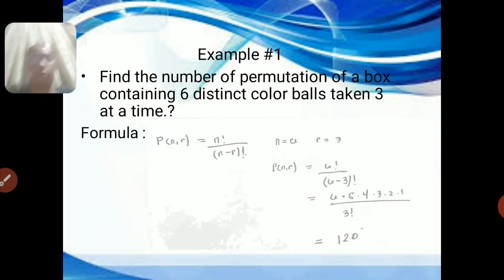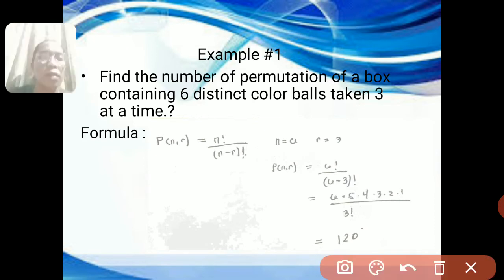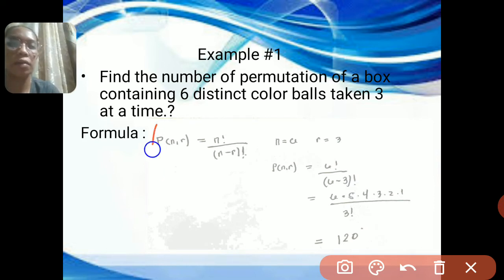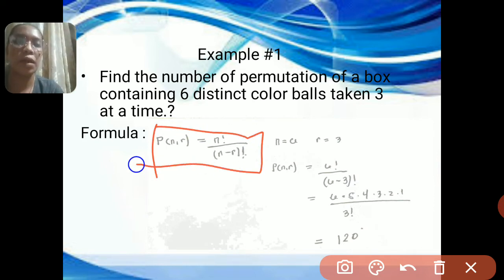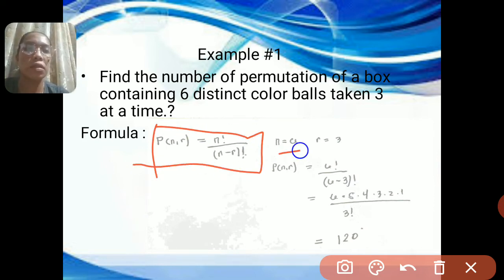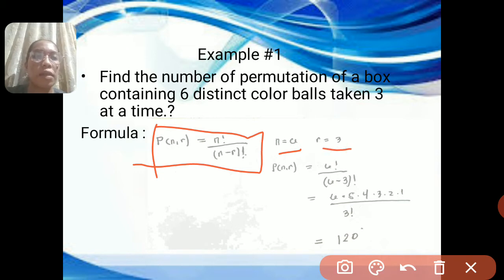Example number 1. Find the number of permutations of a box containing 6 distinct color balls taken 3 at a time. So this is the formula. The n here is 6 and the r is 3. So we need to substitute.